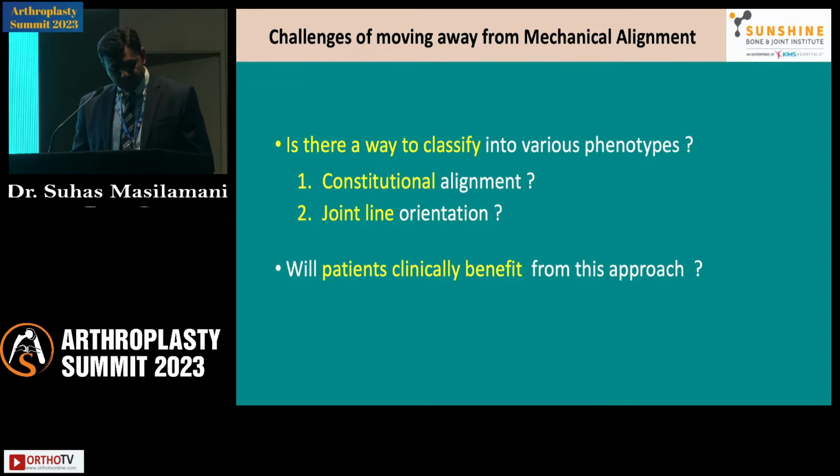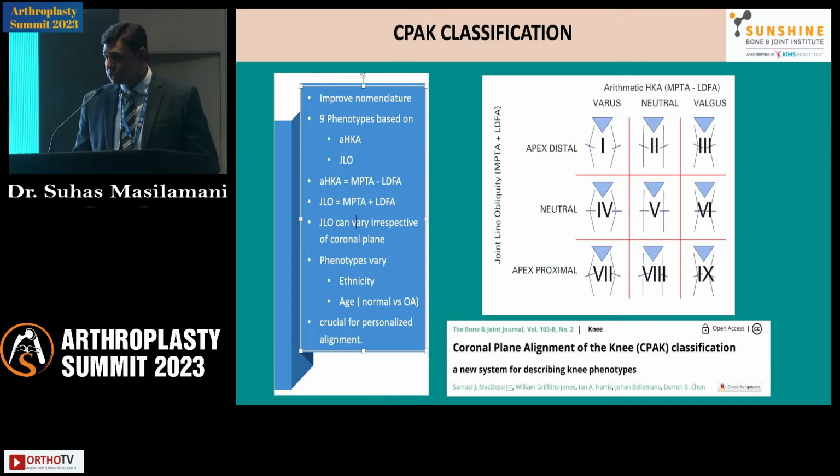So for that you need a particular classification system which can accommodate both constitutional alignment as well as joint line orientation. So that's how this whole concept of phenotyping patients came in. Out of all the phenotype classifications, the one that has really caught on and gained traction is the CPAK classification, which is the coronal plane alignment of the knee classification.